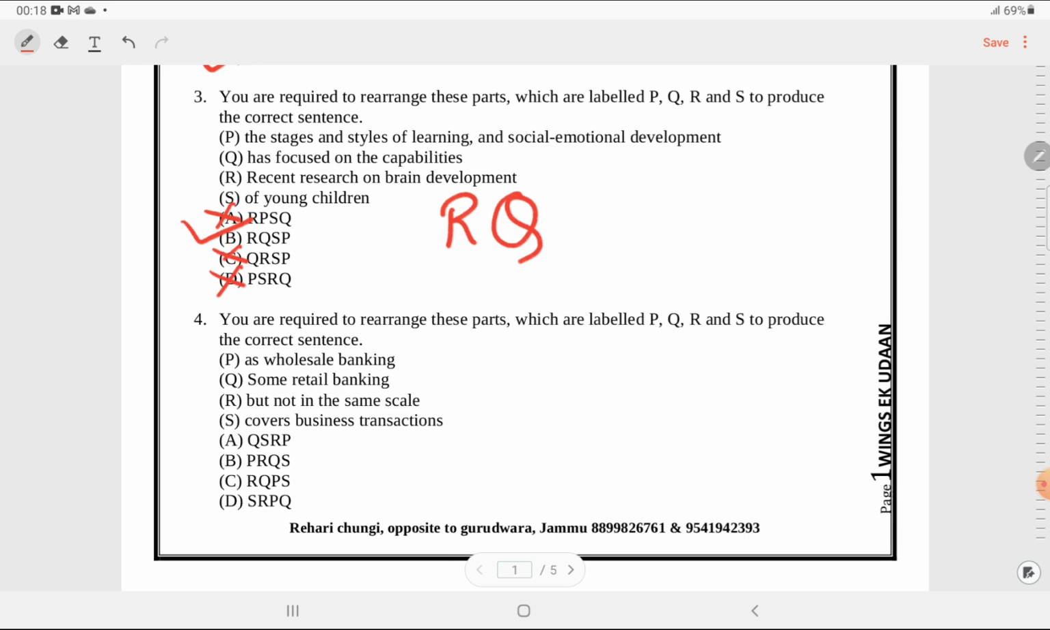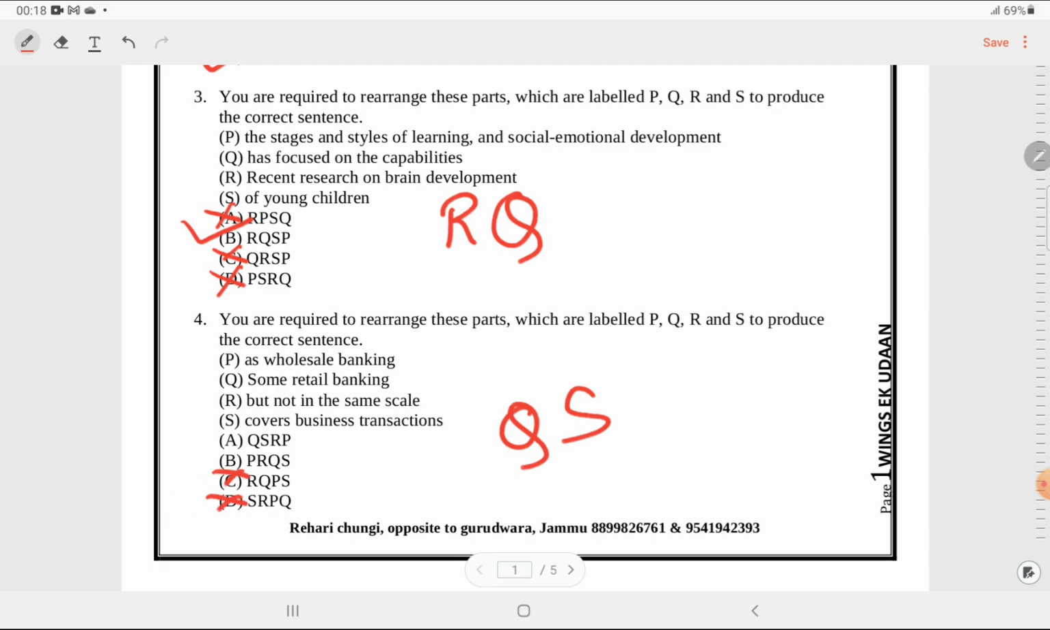Fourth one. Wholesale banking, some retail banking. Now I can start with some retail banking. Some retail banking, but not in the same scale. No. Covers business transactions. Yes, I can go for Q and S. Now see, QS is in A and also in B. Here we do not have it. It is not in C. Q and S.